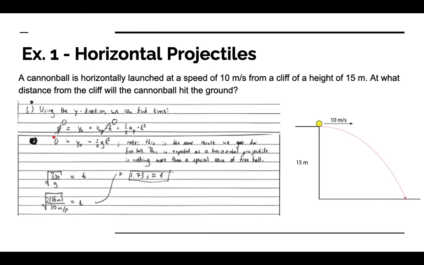We know that our final height is 0, so y is equal to 0. We know our initial vertical velocity is 0, so we set this middle term equal to 0. So we end up with 0 equals y naught minus 1/2 g t squared. Note that this is the same result as we get for a typical freefall problem, and this is expected because a horizontal projectile is a special case of freefall. In the vertical direction, we only have the influence of gravity acting, and hence this is a freefall scenario.